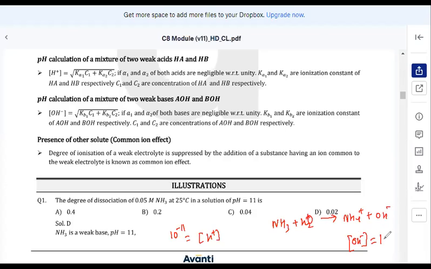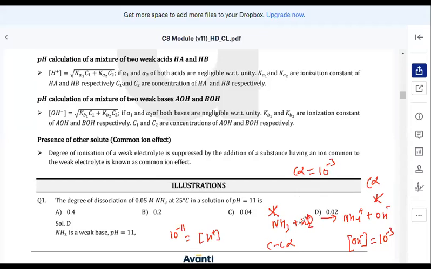Yes, very good. 10 to the minus 3. Okay. So I can say that 1 mole of NH3 produces 1 mole of OH minus. Okay, everyone? Right? No, it's not right because it is a weak base. So the concentration of OH minus will be C alpha. So C alpha is equal to 10 to the minus 3. Got it? And this will be C minus C alpha.